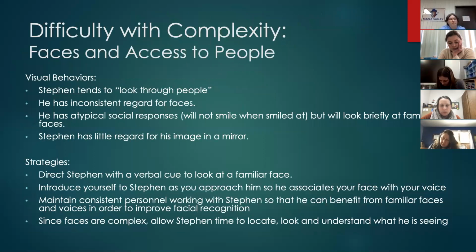And we have that difficulty with faces and access to people. So Stephen is one of these kids who tends to look through people. He has inconsistent regard for faces. He has atypical social responses. He won't necessarily smile when somebody smiles at him. He might look briefly at familiar faces. And he has little regard for his image in a mirror.